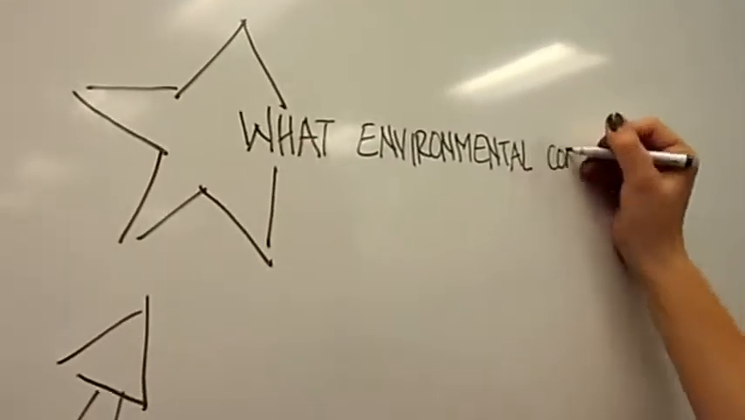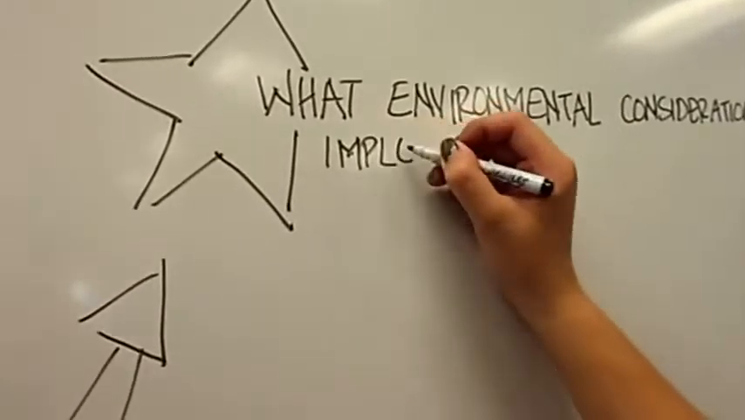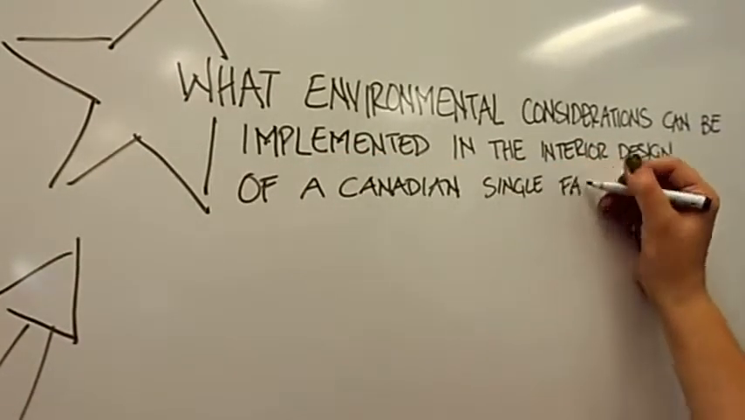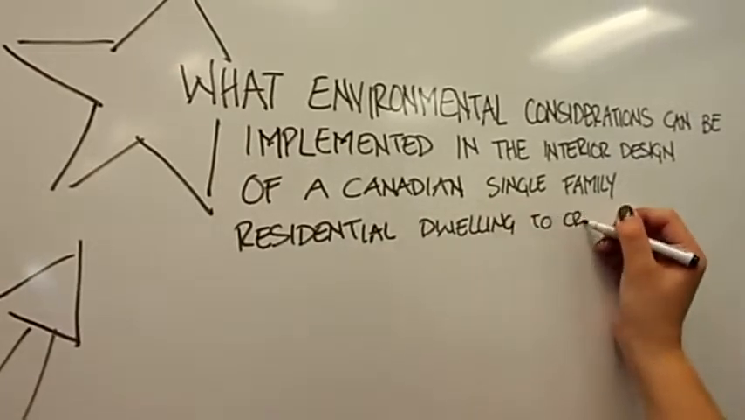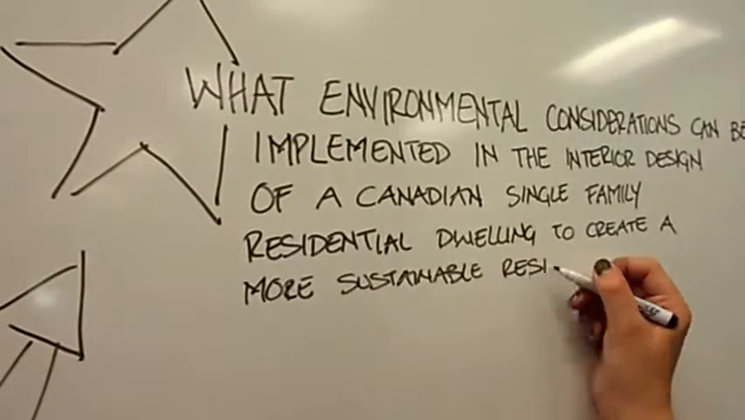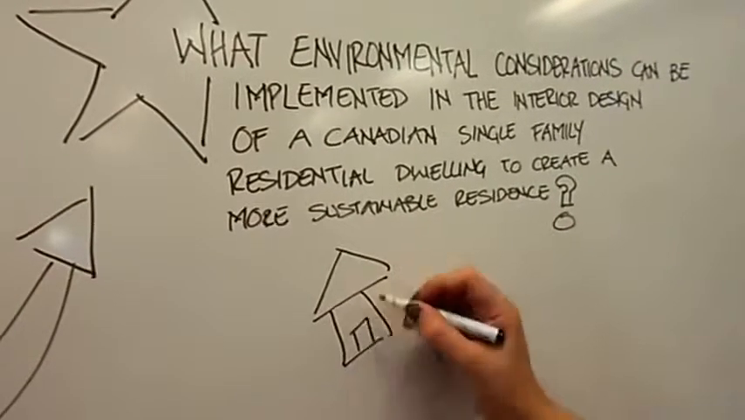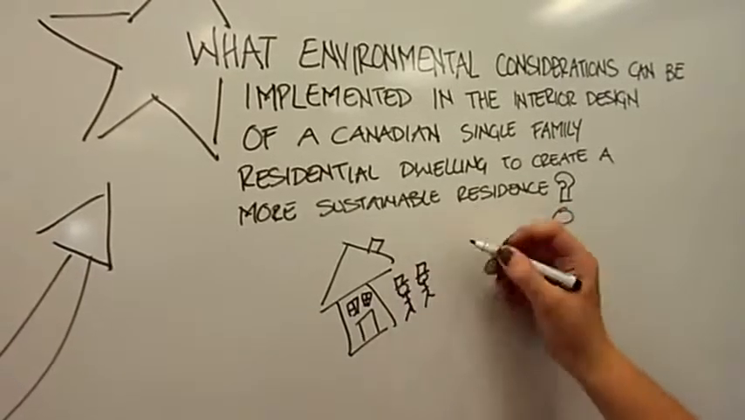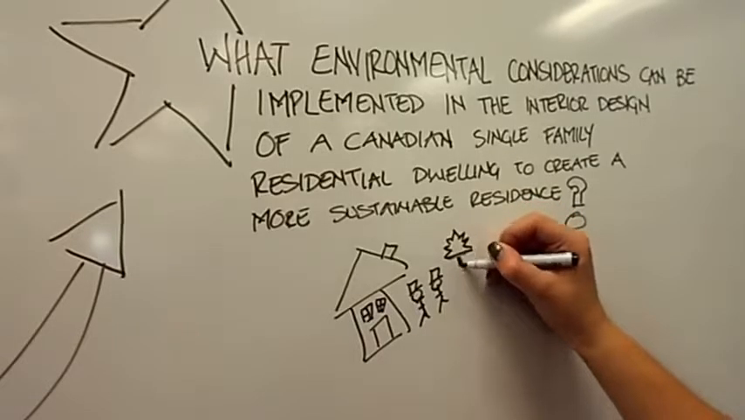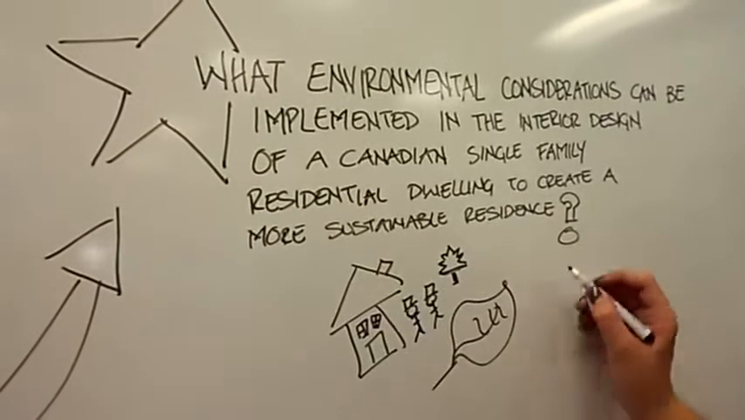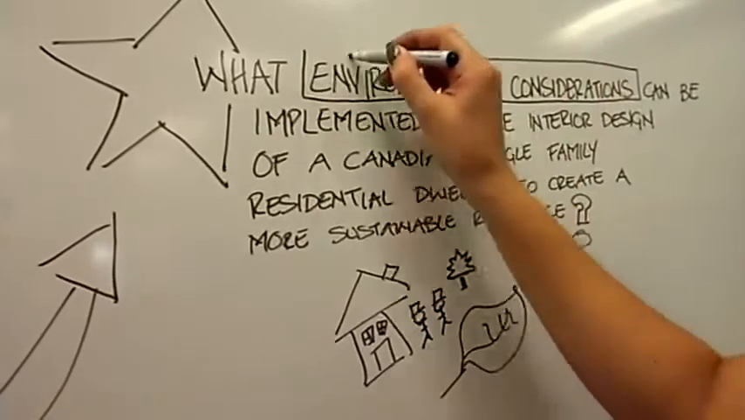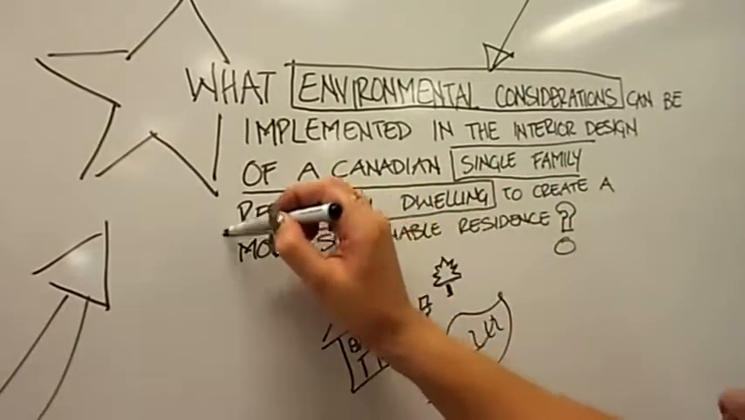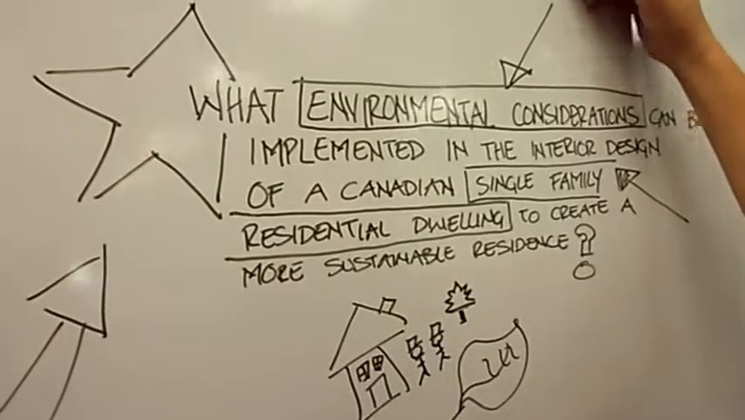Now we can rewrite our research question. What environmental considerations can be implemented in the interior design of a Canadian single-family residential dwelling to create a more sustainable residence? This question can also be reworded. What aspects of sustainability can be implemented to the interior design of a Canadian single-family residence? Both of these questions work very well and are researchable. We have expanded our terms and made it more specific. We can also identify the different variables in this question, but we'll save that for another lecture.